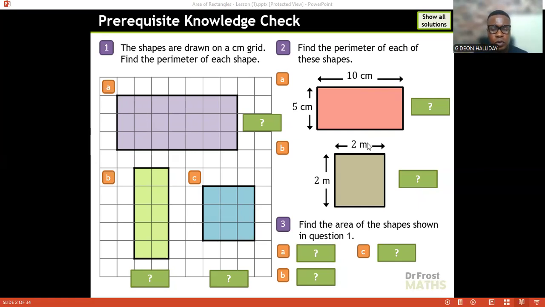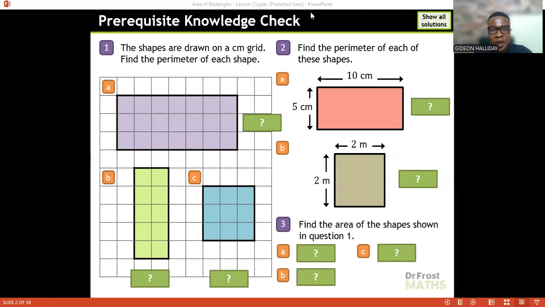So we're going to study area of rectangles in this lesson. I'm not sure we can unpack everything here, but we'll find out the formula for how to calculate the area of rectangles. But first off, if you check our lesson on perimeter of shapes, you would know by now.